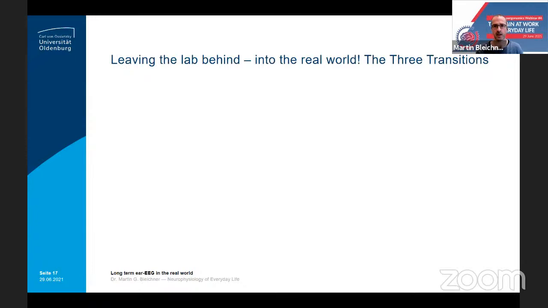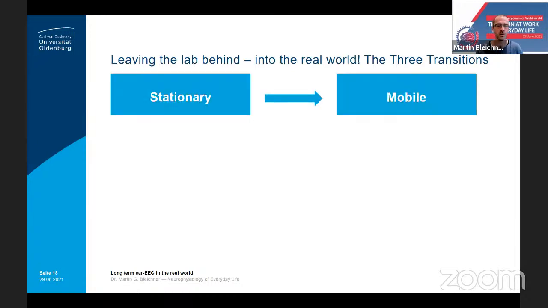When we step out of the lab and into real life, we do not simply take the EEG for a walk. We change multiple factors at the same time, and from an experimental point of view, this is always a difficult move. And I would say that there are three main transitions we have to be aware of when leaving the lab behind. First, we change from a stationary to a mobile setting.